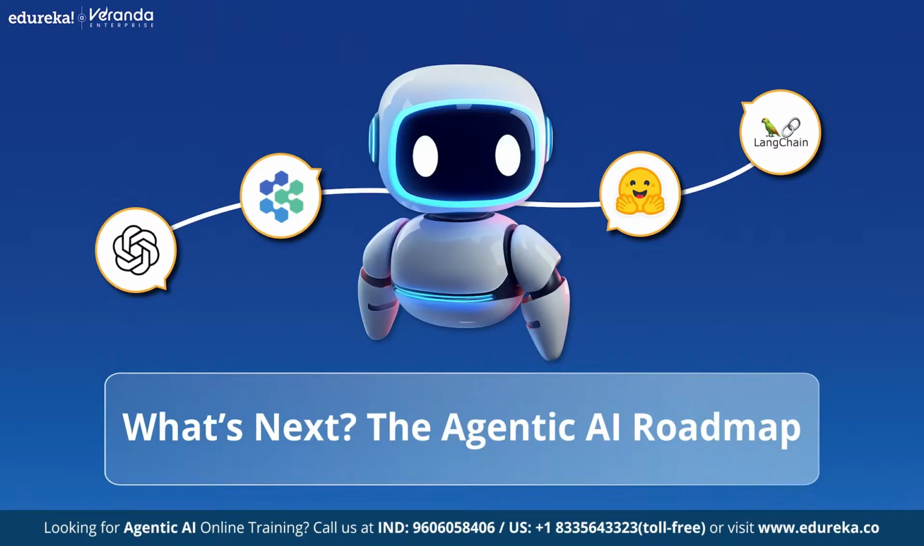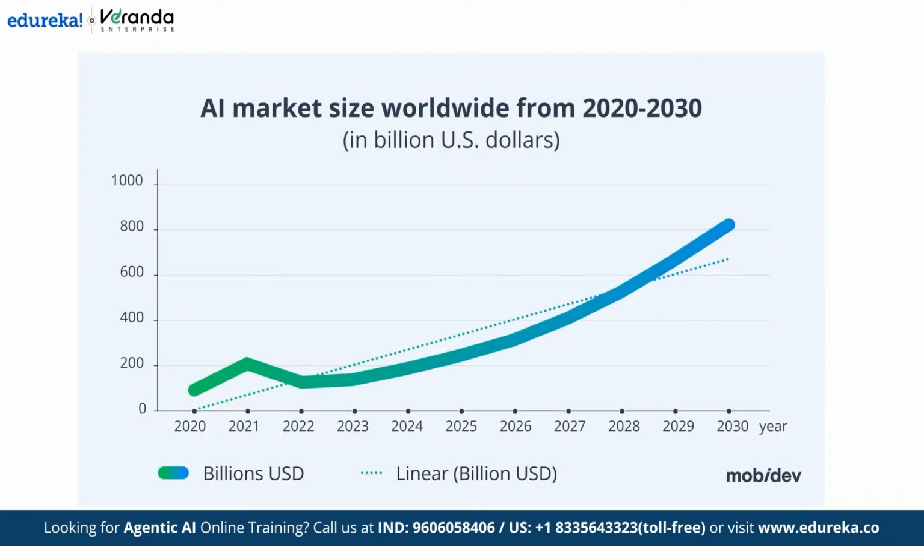AI is no longer just responding, it's acting, planning, and automating entire workflows. Welcome to the era of Agentic AI, where AI agents can write code, run businesses, and make decisions without human input. By 2030, AI automation is projected to be a $200 billion industry, and those who master Agentic AI tools like AutoGPT, Devin AI, and LangChain will lead the future. In this video, I will give you the ultimate roadmap to mastering Agentic AI from programming basics to real-world automation. So stick around and let's dive in.